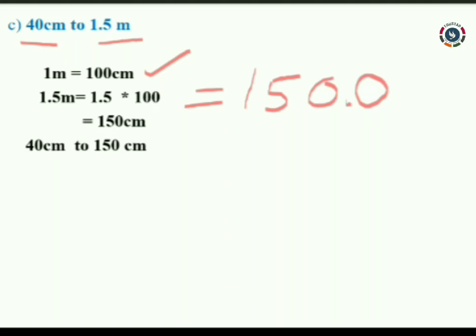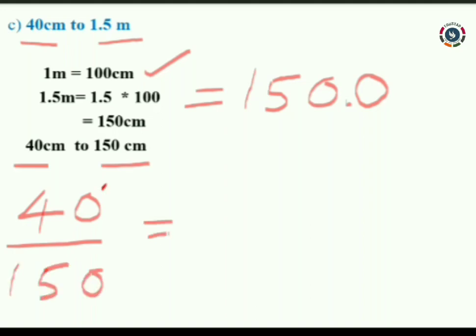Now can you find the ratio for 40 centimeter to 150 centimeter? Check the units. The two units are the same, right? Now you can find the ratio. First step, write it as a fraction. So 40 divided by 150. 0 and 0, we can cancel it. Next, 4 by 15.